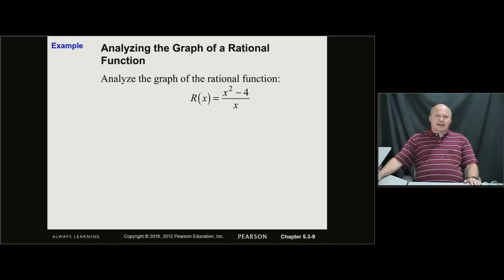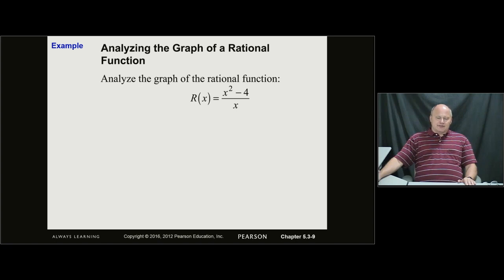Hello, we are still in Chapter 5, Section 3. This is Part 2 of this video. We're still in the same process. We're going to still graph another rational function. The rational function is a little different. So let's look at what we got going on here.